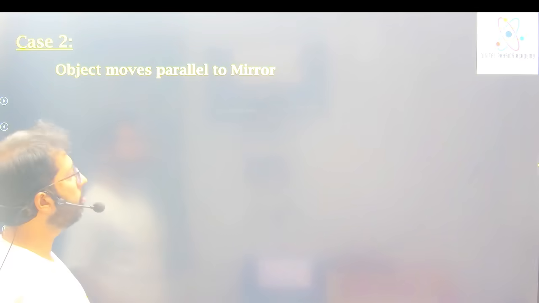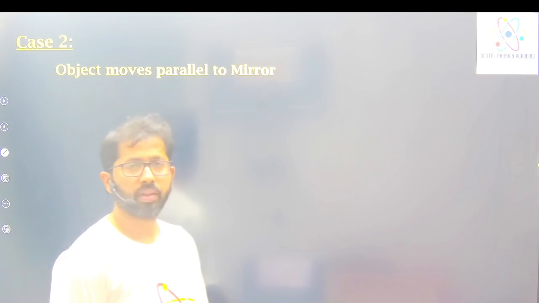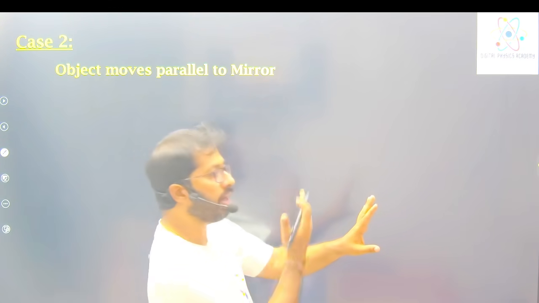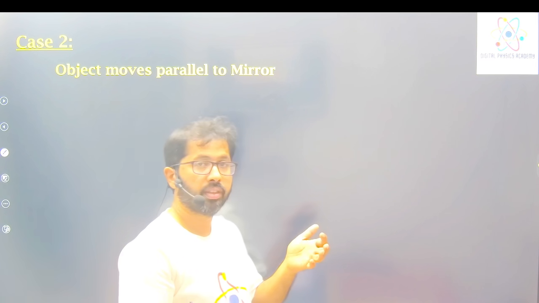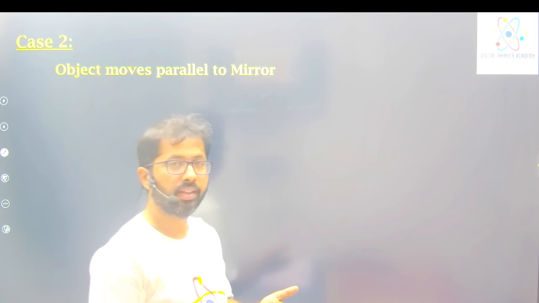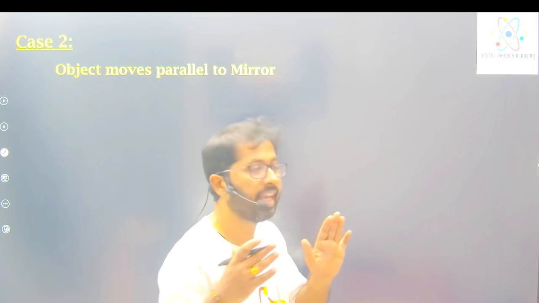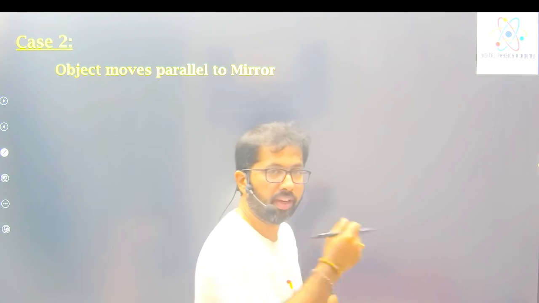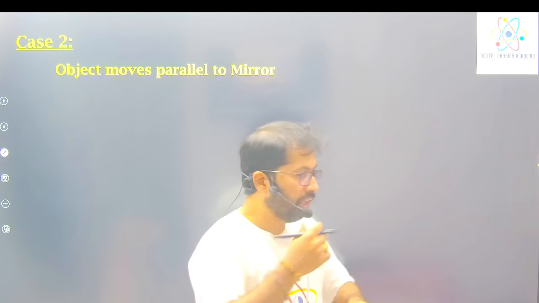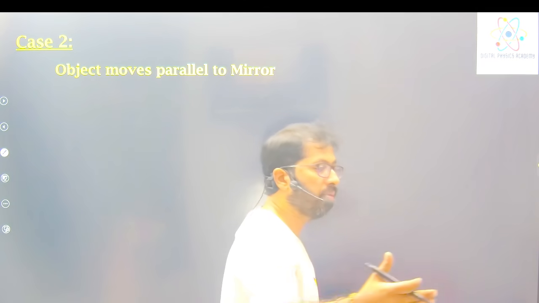Now case 2. Case 2 mein object moves parallel to the mirror. Suppose mirror is there, you are running parallelly to the mirror. Then what will be the velocity of the image? Can you guess? Yes, it will be with the same velocity. See, mirror is there, you are running parallel to the mirror. Mirror is horizontal. The image also will be running with you.